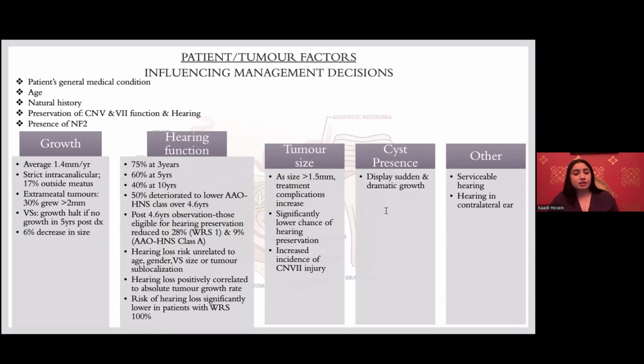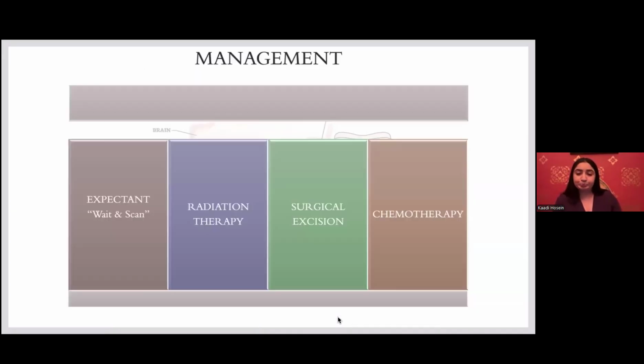Now, with tumors exceeding 15 millimeters in diameter, treatment complications increased significantly, with a lower chance for hearing preservation and increased incidence of cranial nerve 7 injury. Then we have cystic tumors, which may display sudden and dramatic growth. Also influencing management are serviceable hearing and hearing in the contralateral ear.